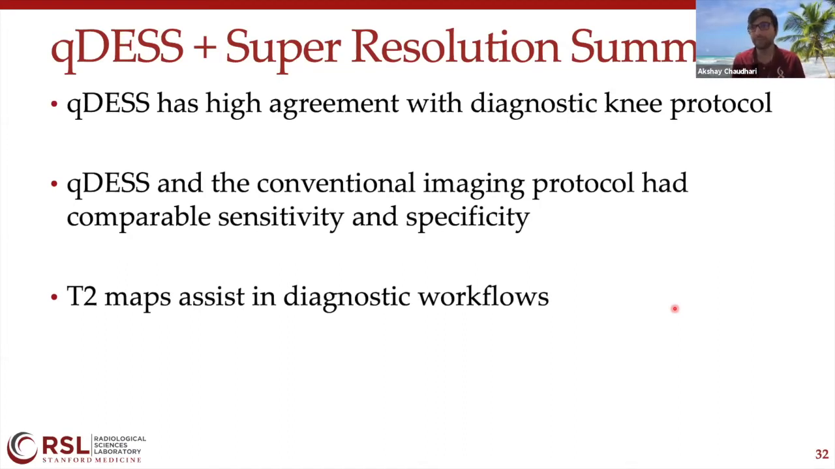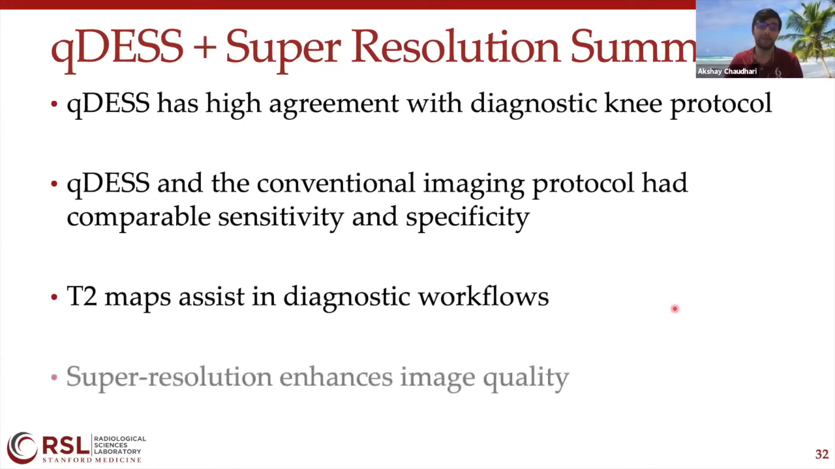And this is because T2 has been around as a parameter of interest in quantitative MRI for a long time, but we've never been able to efficiently acquire that parameter. And with qDESS, we can simultaneously acquire images that help us assess joint injuries, but we're also getting these T2 maps for free. And we also showed that the super resolution method was able to enhance image quality and increase the diagnostic quality of these images.